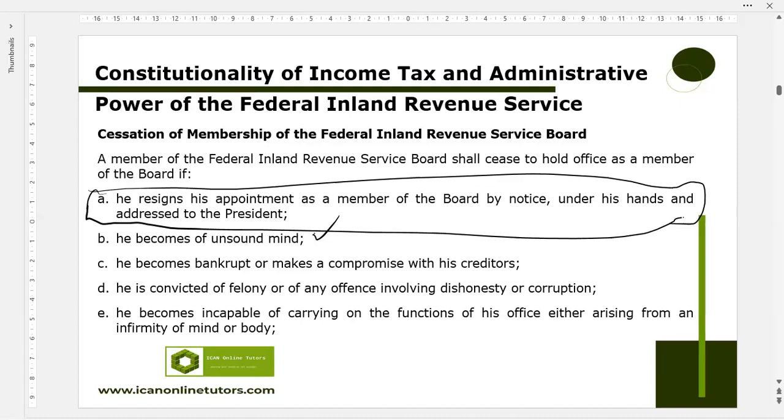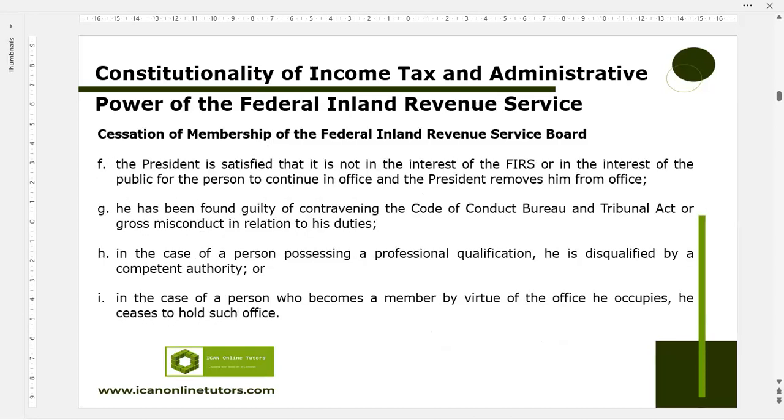If the person is convicted of a felony or of any offense involving dishonesty or corruption, then there will be loss of confidence. You understand? There will be loss of confidence. Then if the person becomes incapable of carrying on the functions of his office, either arising from an infirmity of mind or body, there will be lack of competency. Read it again: when he becomes incapable of carrying on the functions of his office, either arising from an infirmity of mind or body. Please take notes.